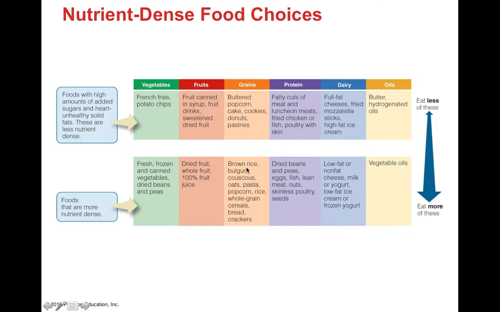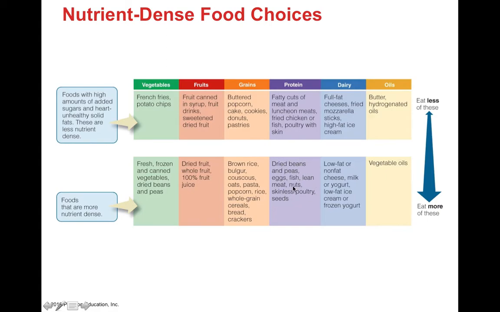Here's some options for grains that are going to be more nutrient dense. Things like cereals, bread, and crackers, oats, as opposed to things like cake and cookies and pastries, which we know we all love. In terms of protein, you want to make sure that you have less fatty cuts of meat and then more lean cuts of meat if possible.